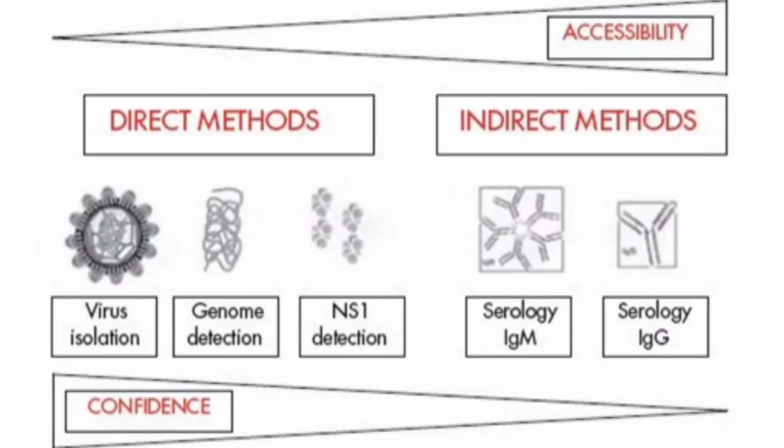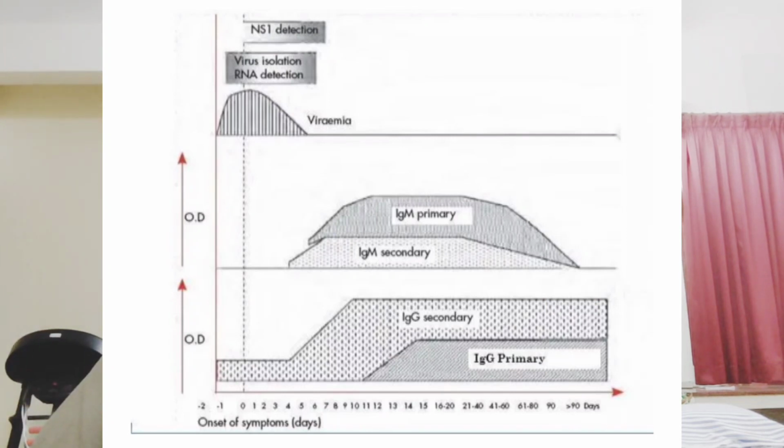Now, how can it be diagnosed? There are certain tests you can do. In the first 7 days, there is no role of immunoglobulins. You can do an RT-PCR, which means reverse transcriptase polymerase chain reaction test, and a blood culture test.